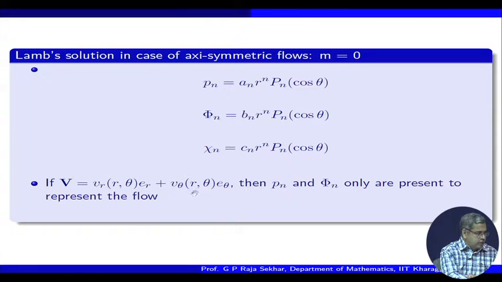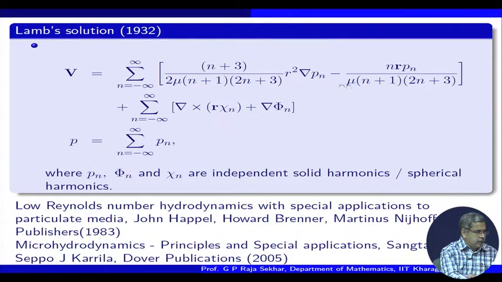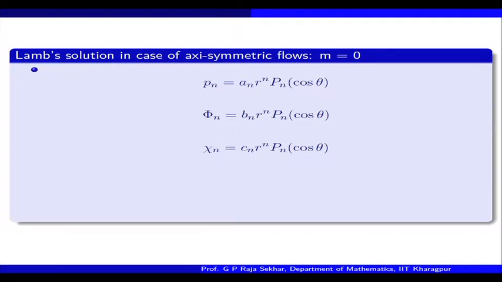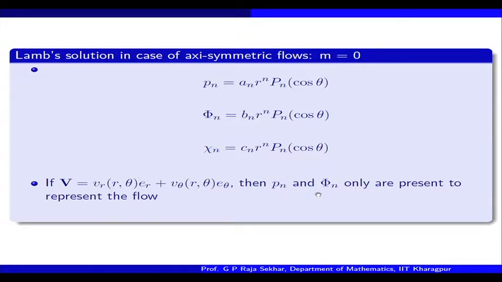So, if velocity has axisymmetry, then only p n and phi n are present in the solution; we will not get chi n. What could be the reason? Let us see the structure of the Lamb solution. This curl of r bar chi n indicates rotation. So, if the flow quantities are independent of the azimuthal angle phi, there are no rotations. Correspondingly, our solution contains only p n and phi n. Similarly, if the velocity is only swirling, then the solution contains only chi n's, no p n and phi n.